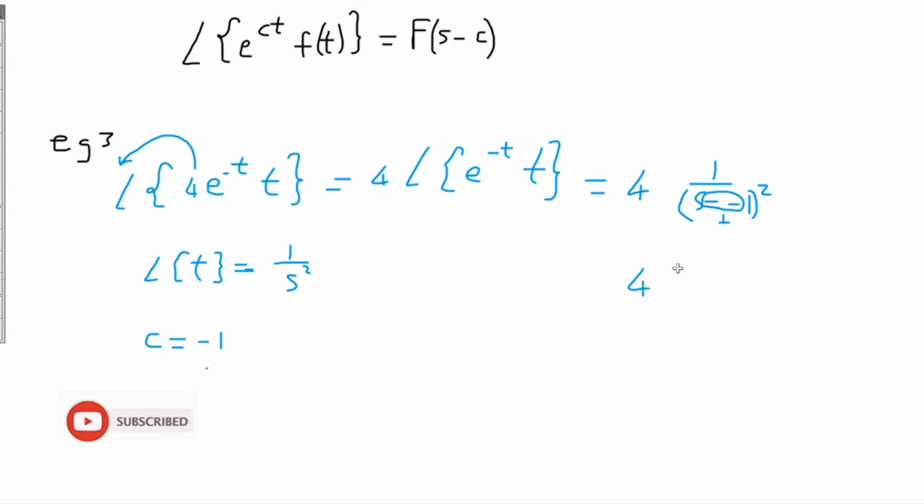So what we have is 4 times 1 over (s plus 1) all squared. Multiplying 4 times 1, that's 4 all over (s plus 1) all squared.